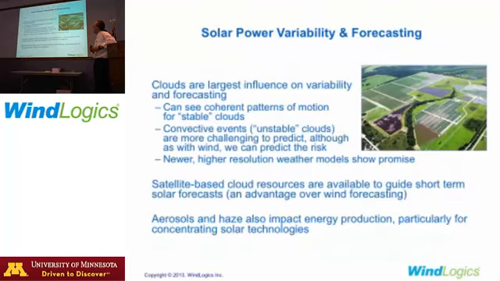So the solar side, to sum up, the clouds are the biggest influence. The convective events like thunderstorms are always going to be challenging because we can forecast the probability of thunderstorms for the afternoon, but not exactly where they'll happen, right? These new weather models show promise in helping us do a better job of that. But the aerosols and the haze also have to be taken into account and have some influence on PV as well, but especially on concentrating technologies.